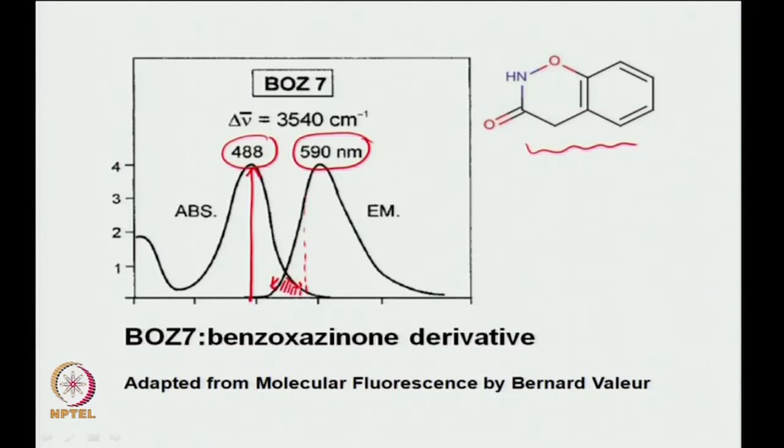But anyway, the point is that instead of this, if you had a compound which had a smaller Stokes shift, what would happen? Suppose you take another benzoxazinone derivative which is still absorbing at 488, but it has a smaller Stokes shift. So where will it go? This one would move towards this side, right? Because it would move towards this side, a larger amount of fluorescence would overlap with your absorption. Now that is always not welcome. Right now I cannot go into the details, but these are just the ramifications of having a larger Stokes shift or a smaller Stokes shift.